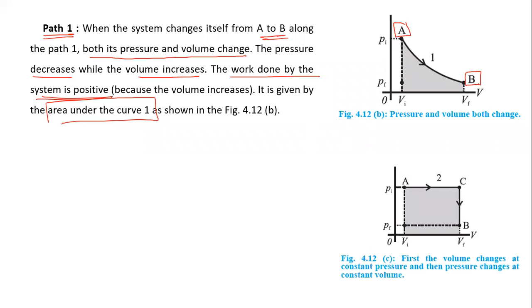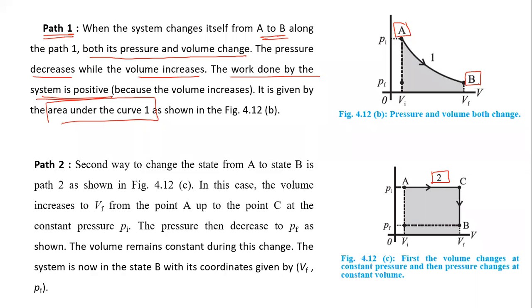Now the second path. You can see here this is the second path: A to C and then C to B. So this is the second path. Now let me discuss the second path. The second way to change the state from A to B is path 2.